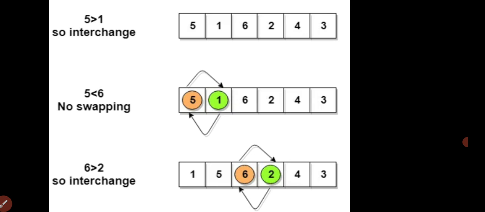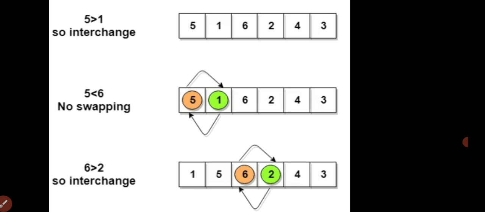We are given the elements 5, 1, 6, 2, 4 and 3, and now the first pass has started. We are checking the first and the second element. The first and second element are not in order, so they are interchanged. It becomes 1 and 5. After that, we are comparing the second and the third. We always check the consecutive elements of the array to arrange them in order.